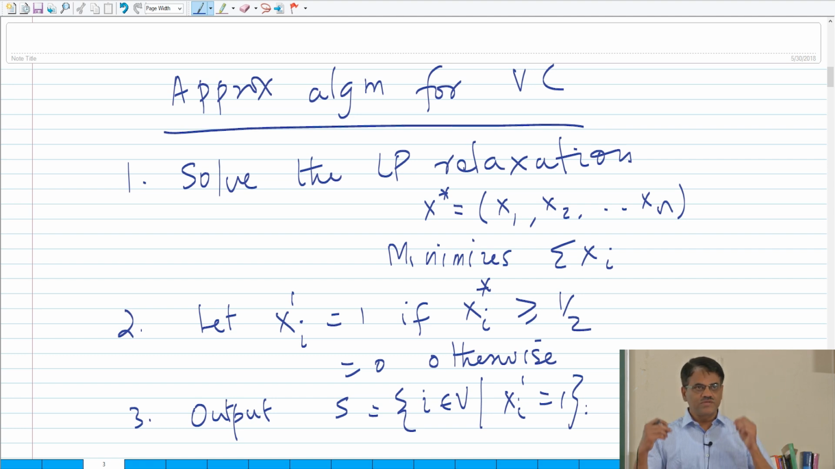It's a very simple algorithm: solve the LP relaxation of vertex cover. Whenever some variable gets greater than or equal to half in the optimum value of the LP, take it in your solution, otherwise do not take it. Now, I want to prove two things. What are the two things we need to prove? S is a vertex cover, actually S covers all the edges, and the value of S is not too far from the optimum. I will actually prove that it is at most 2 times the optimum.